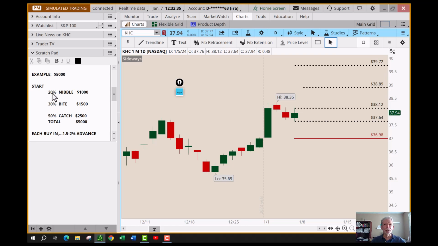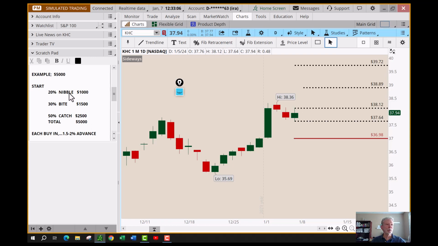Think of it as fishing. You're going to just get a little nibble here at 20%, which would only be $1,000. At 30% of your $5,000, that's adding $1,500 more as the price advances up. And then the third would be 50% of your $5,000, which is $2,500. That gives you a full position of $5,000.